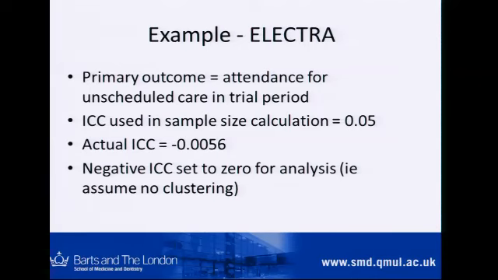One of the other things that happened in Electra was when we did the sample size calculation, we assumed our ICC would be 0.05. The actual ICC, observed ICC in the trial, was minus 0.0056. I think in this particular trial, although Mike has said there are some trials where you can get negative ICCs, I think in this particular trial we assumed that negative is due to sampling error. Nevertheless, the ICC is much smaller than we had anticipated. In the analysis, we actually set the negative ICC to 0, i.e. we assumed there's really no clustering.